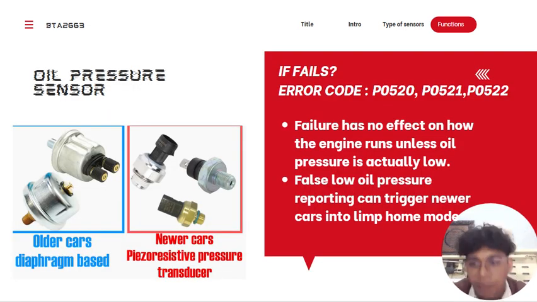So what happens if these oil pressure sensors fail? First, you will get a code of P0520 to P0522. A lack of oil pressure is one of the single most dangerous situations for an engine. So, if the oil pressure sensor is malfunctioning and falsely reporting low oil pressure to the ECU, the failure has no effect on how the engine runs unless oil pressure is actually low. Low oil pressure reporting can trigger a warning light, and limp mode will refuse to start the engine.